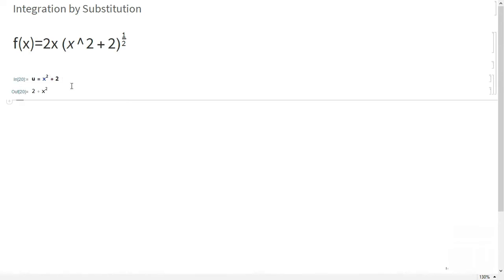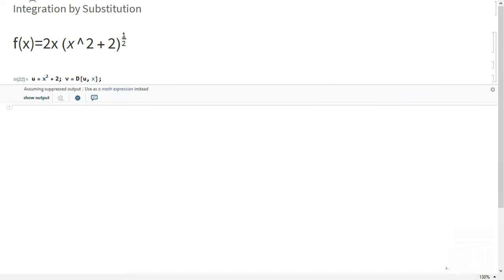Okay, everything is good. So now I can put a semicolon over here. I can write v equals that. By v I mean the derivative part that comes out when you do integration by substitution. So v would be the derivative of u with respect to x. Yes, so v is working well as well. You can put a semicolon there so that you don't see any more output.